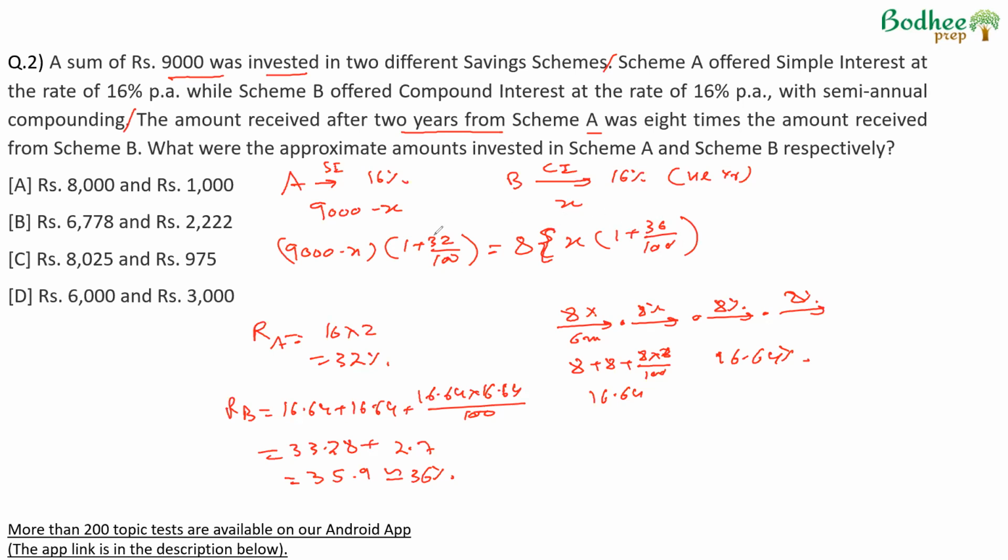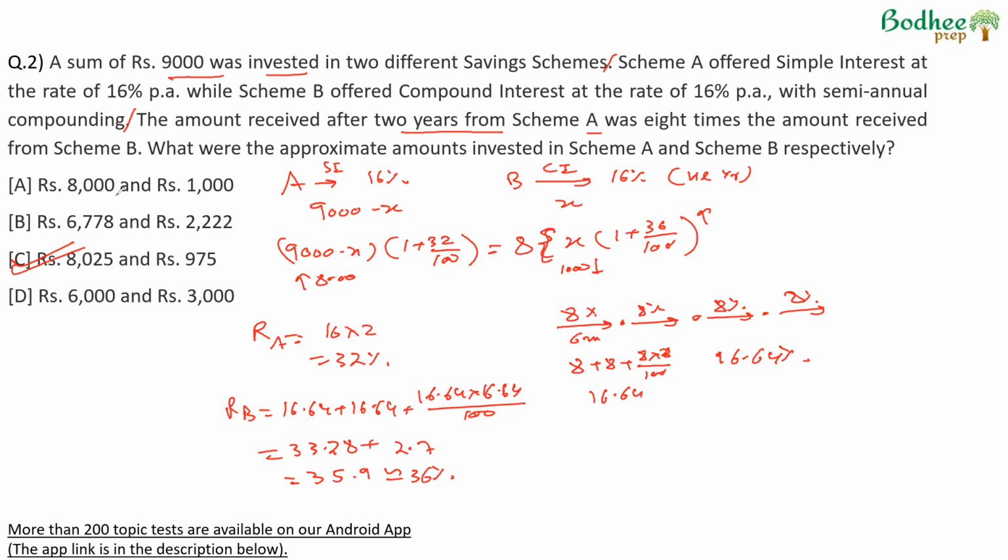Now, if the rate was same, say 32 and 32, then we can see that this should have been 1,000 and this should have been 8,000. Only then we'll get the ratio of 8:1 if the rate was same. But here the rate is higher. Therefore, this value has to be less than 1,000. This has to be a value more than 8,000. So the only option that satisfies this is option C, and that should be my answer.